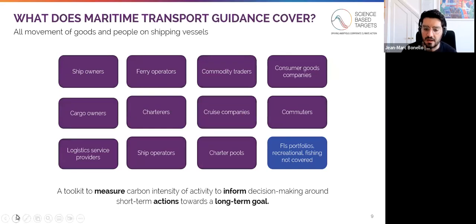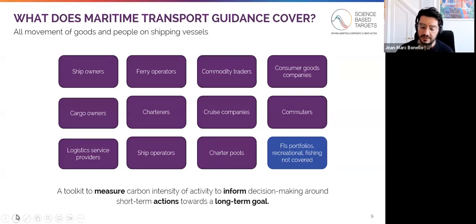But you could also be a cargo owner or logistics service provider, or even just wanting to capture the emissions from employees commuting to their workplace. So all of these different sectors would be captured. What is not covered are some specific exclusions, which are financial institution portfolio, recreational, and fishing vessels as well.